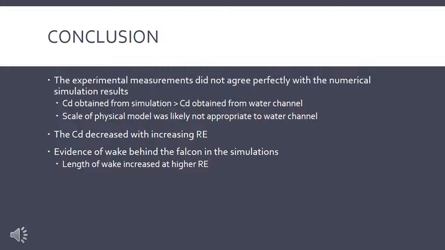In conclusion, first, the numerical results did not match perfectly with our experimental results. And one of the possible reasons for that was that our physical model dimensions were not big enough for the water channel, which made it difficult to get accurate force readings, as I mentioned before. However, since our results were within ballpark of the experimental results, we feel that our results were valid.